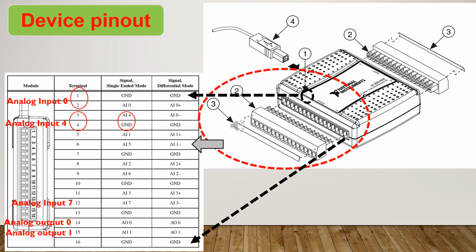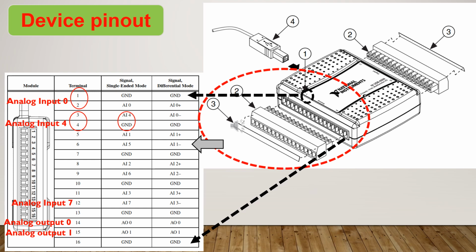For terminal number 3 and 4, you can use AI4 or analog input 4. Terminal number 3 is connected to the signal, and terminal number 4 is connected to analog ground. Analog input 8 or AI7 is connected to terminal number 12 and terminal number 13. Terminal number 12 is connected to the AI7 analog input signal, and terminal number 13 is connected to ground.